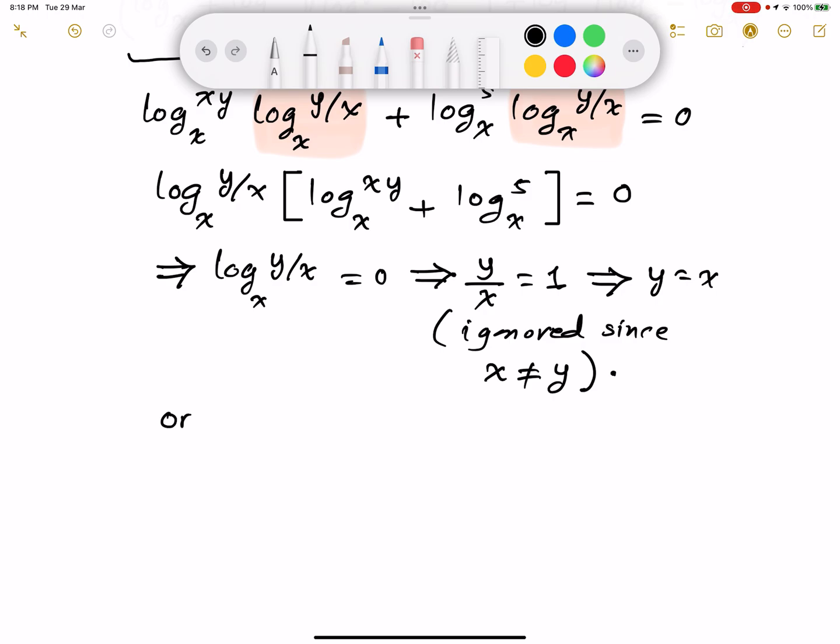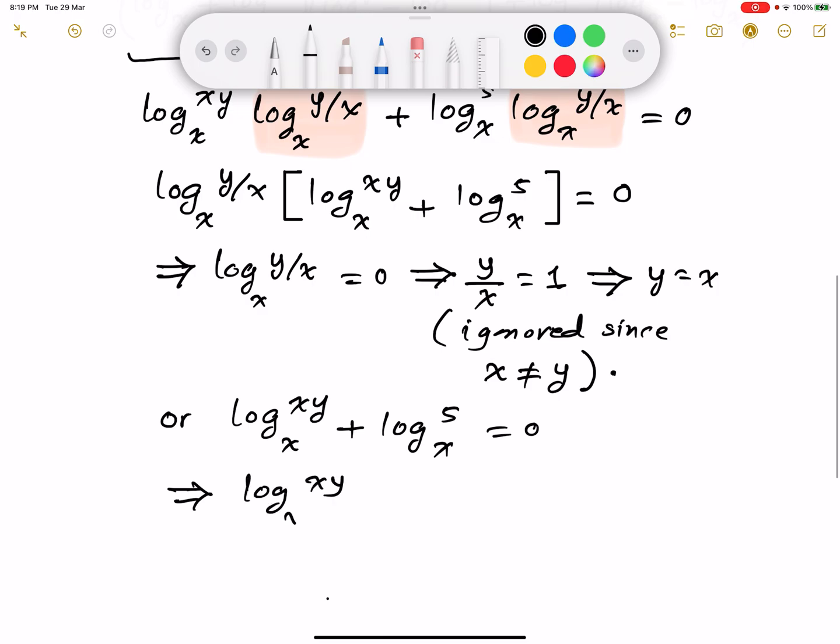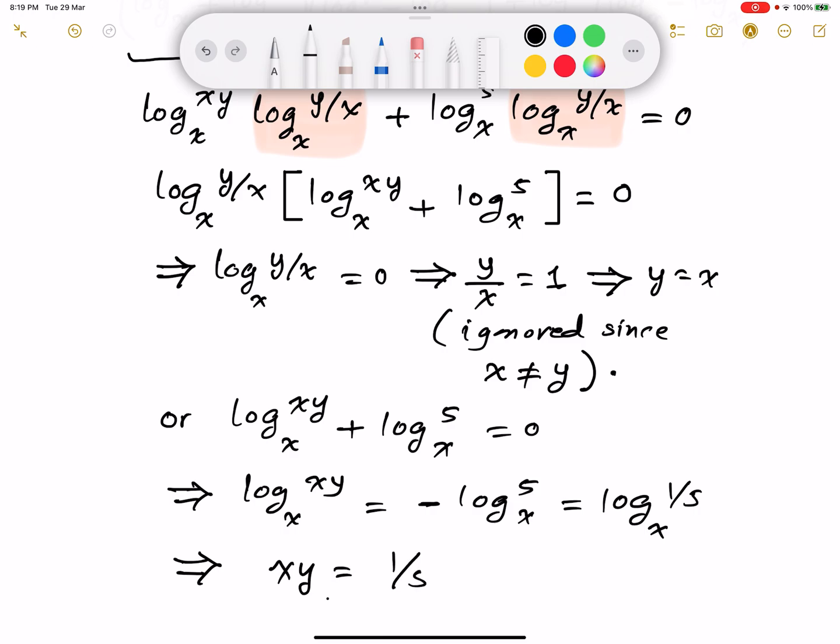Or the second solution to this problem is that the second term, logarithm of xy base x plus logarithm of 5 base x, is equal to 0. That means that logarithm of xy base x is equal to minus logarithm of 5 base x, which can also be rewritten as logarithm of 1/5, which is 5 to the power minus 1, base x. And for these two logarithms to be equal to each other, the product xy is equal to 1/5, and that is basically the solution to this problem.